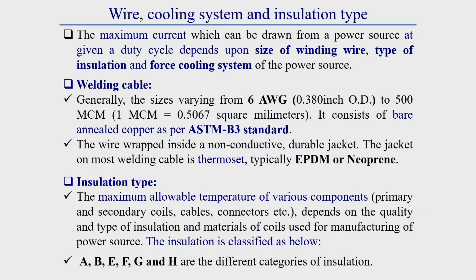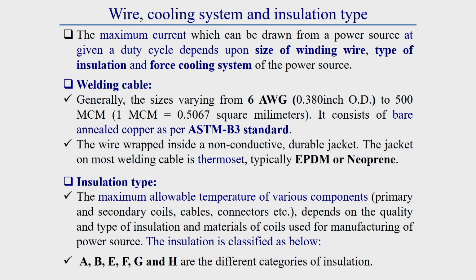Generally, for these types of wire and cooling systems, we should know what wire cable to use, what the cooling system should be, and what the insulation type should be. Briefly, we should know about this. If we know this, we can get the power source as per our requirement, and we can apply this knowledge in industry also.